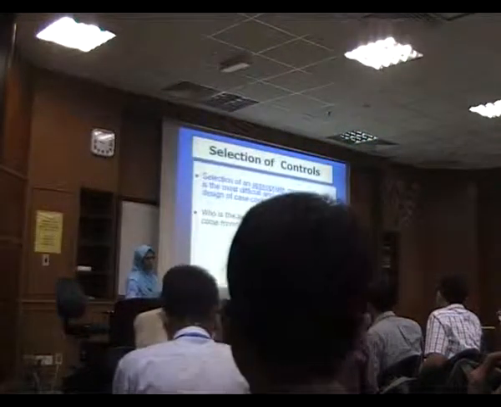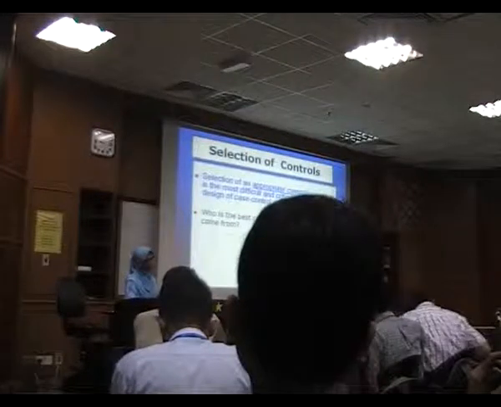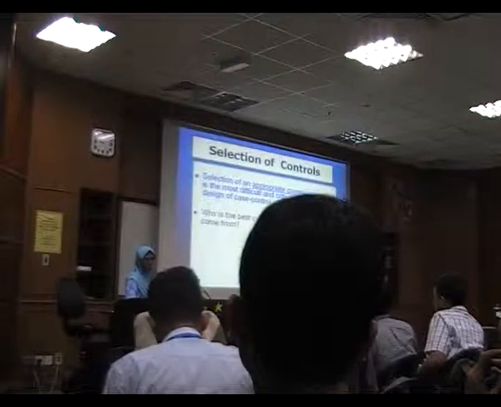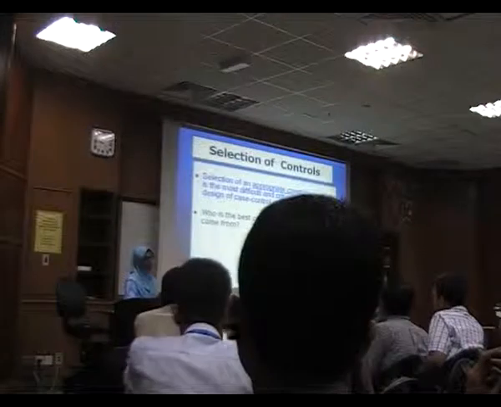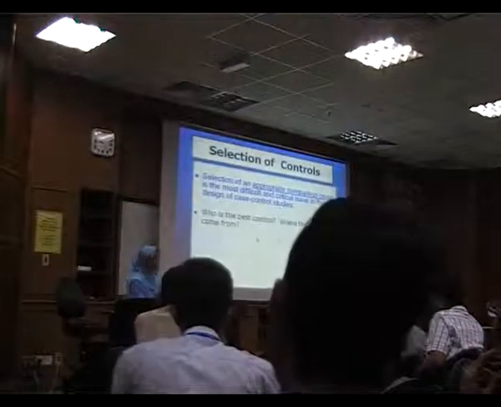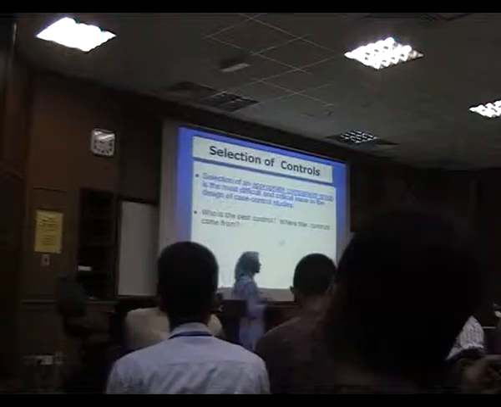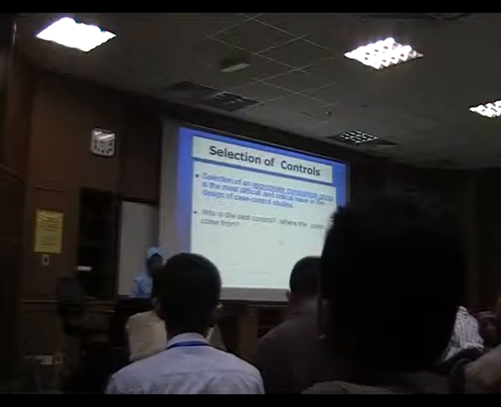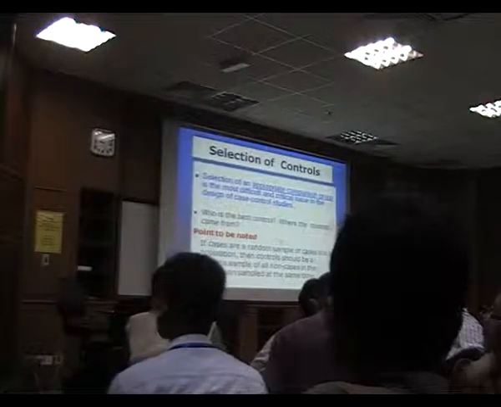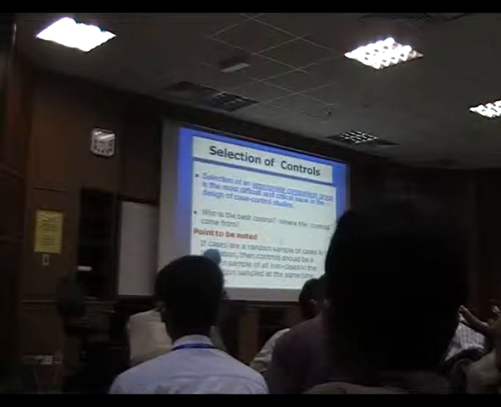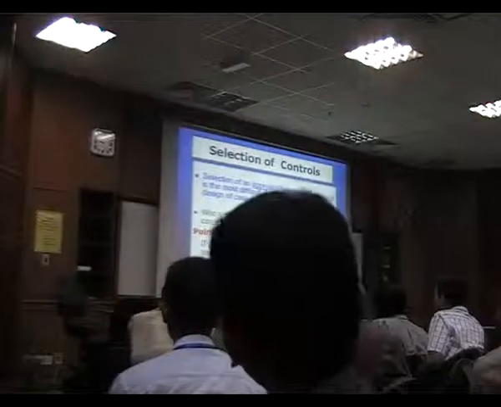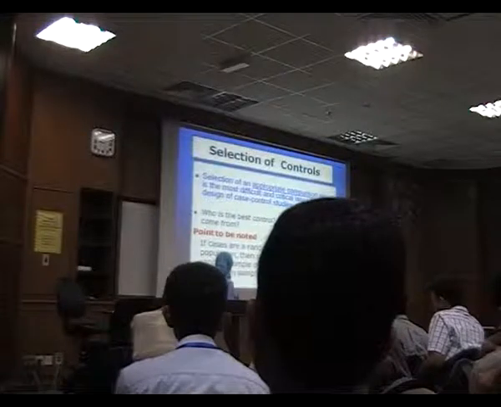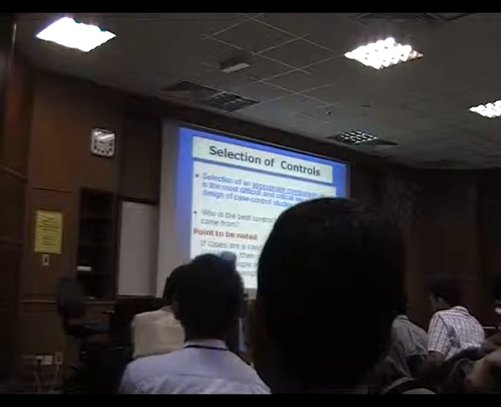Then selection of control. Actually, the main challenge is the selection of control. Appropriate control group is the most difficult and most critical issue in case control studies. Who is the best control? Where does the control come from? Who should be the best control? Point to note: if cases are a random sample of cases in the population, then control should be a random sample of all non-cases in the population, sampled in the same time period.